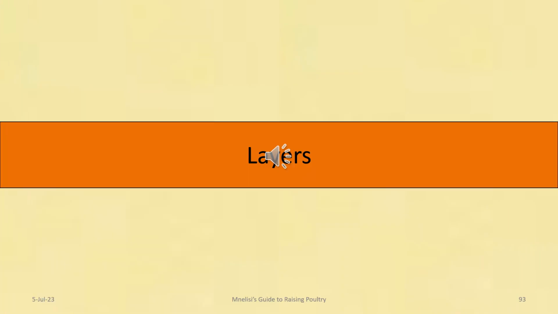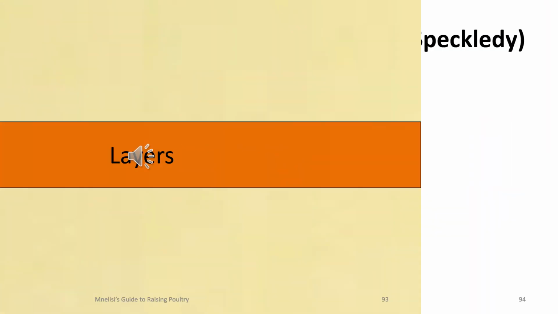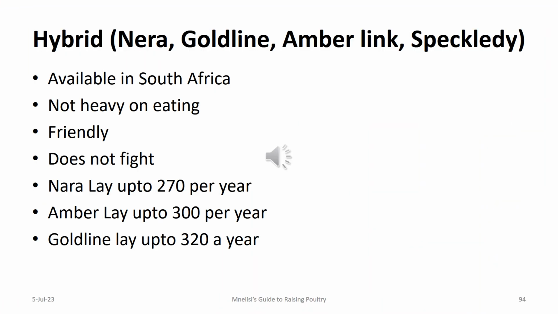We are going to be looking at the chickens that are good when it comes to laying eggs. I'm talking about layers. Hybrid: Nera, Godline, Amberlink, Speckled. This chicken is available in South Africa. It's not heavy on eating. It's a friendly chicken. It does not fight.